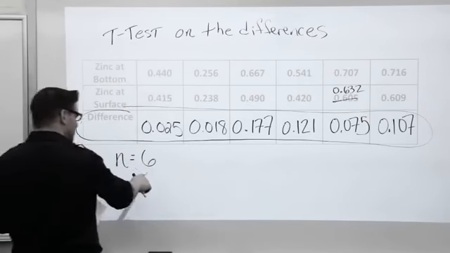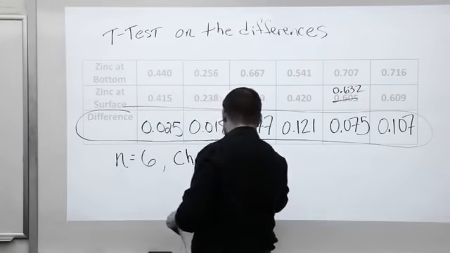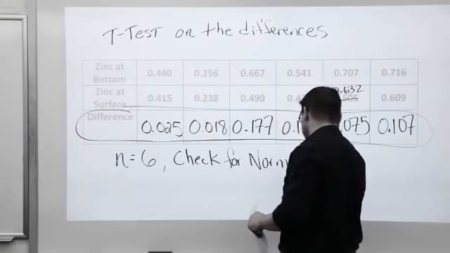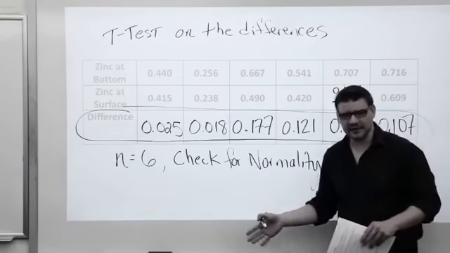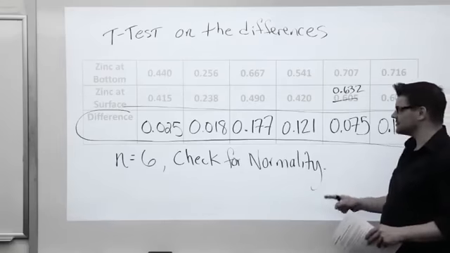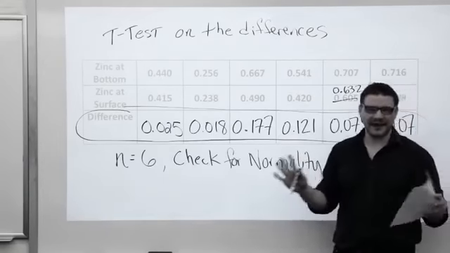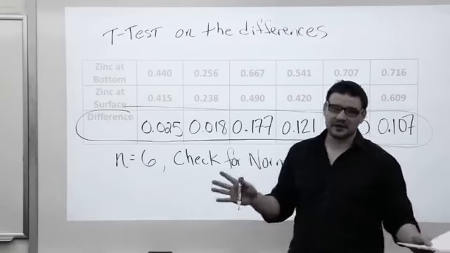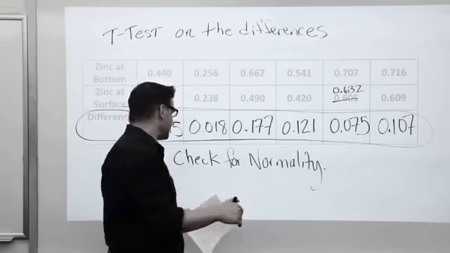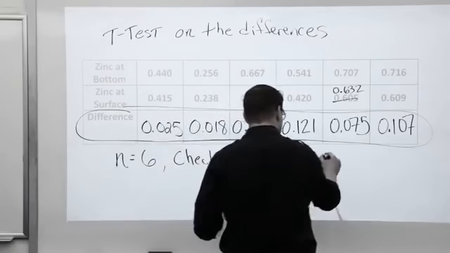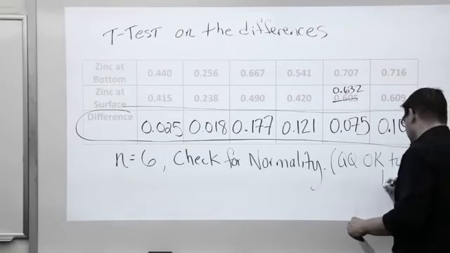T-test for the differences. Sample size is tiny. We would definitely need to check for normality. And I did. I'm just not saying this for the video. I did type these into StatCrunch. With 6 data values, you're not going to see much of anything on a histogram. The QQ plot at least looked fairly straight with 6 dots on it, so the QQ plot was okay to proceed.